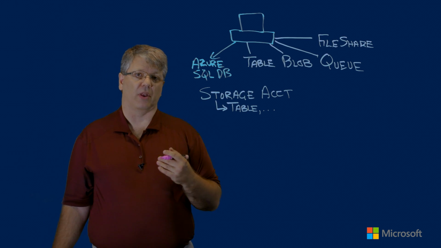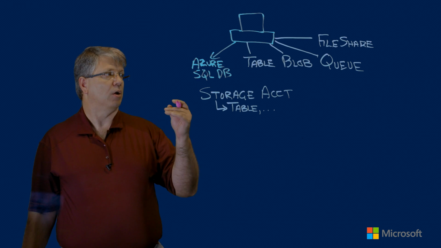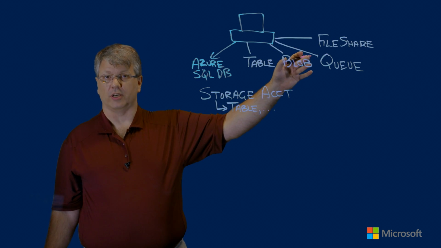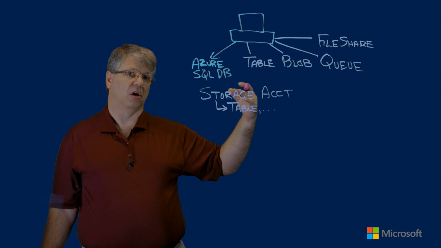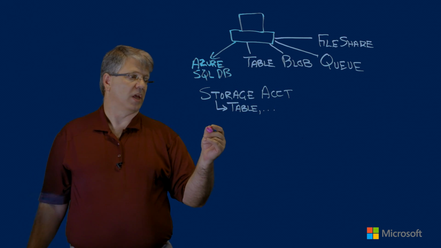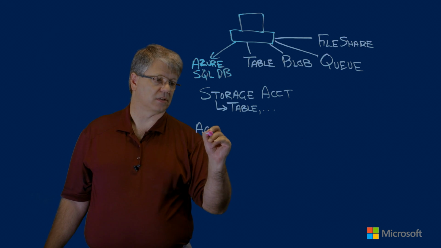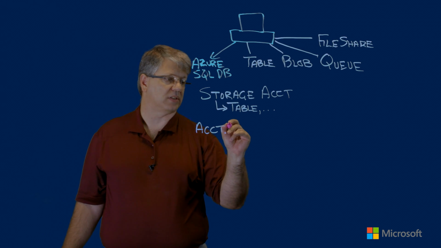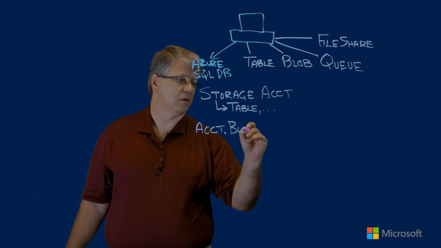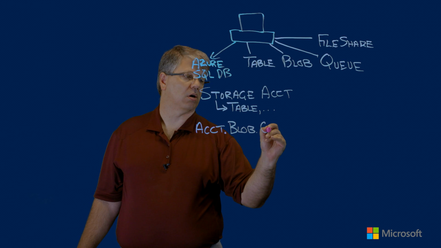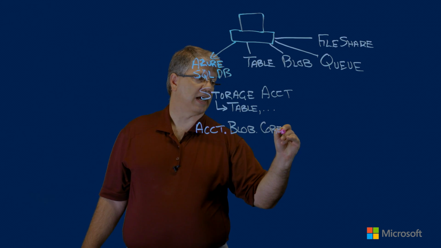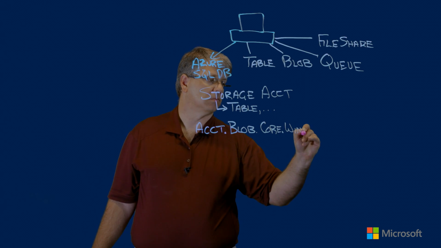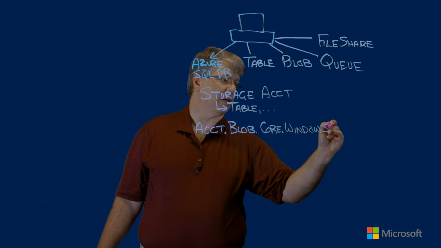Once you create a storage account, every storage account is provided with public endpoints for each one of these types of storage. And there's a specific structure for that. All right, the URL would be your account name, whatever that is. Then it would be the type. So let's say I'm accessing blob storage. So it would be account.blob. Then the rest is core.windows.net.